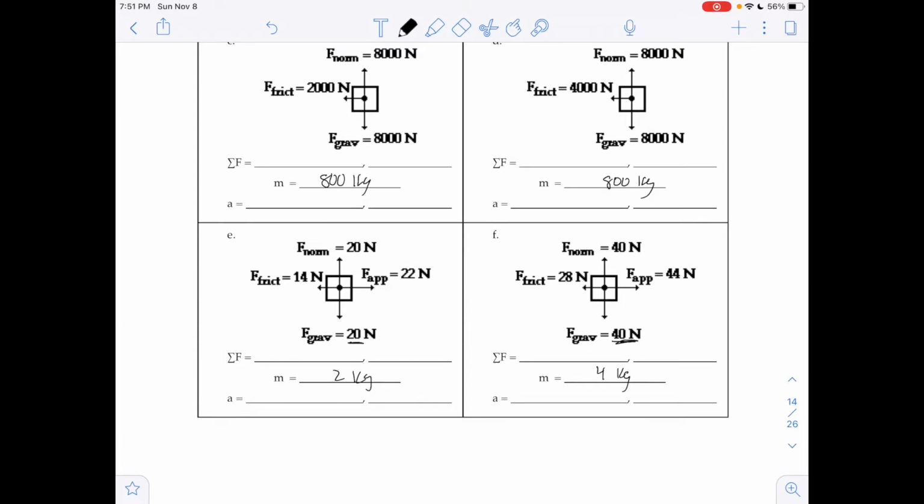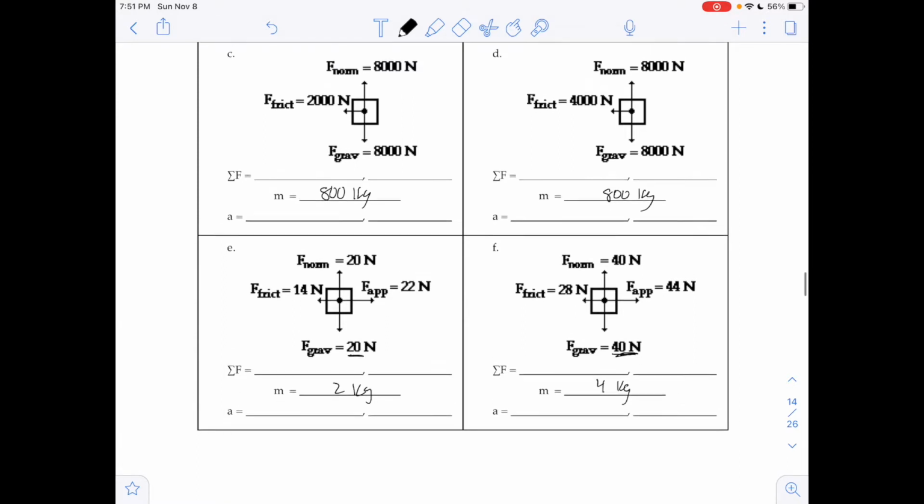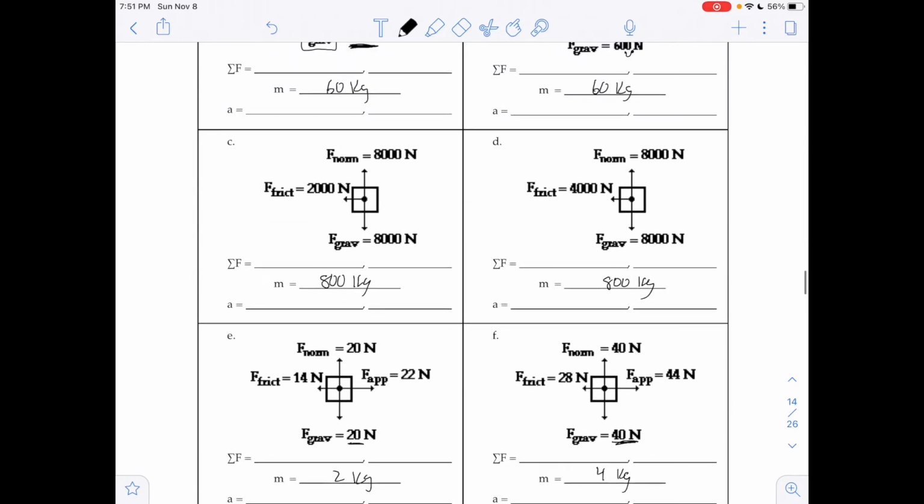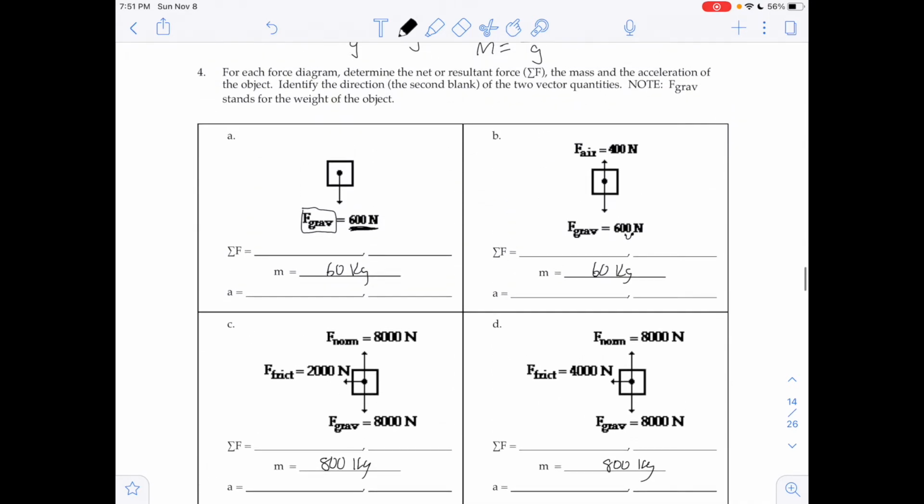Once you have the mass for each object, the next thing to get on this page is the net force. So here, A is an easy one, there's only one force, and so the net force is 600 newtons, and the direction would be down. Okay, this symbol right here just means sum or net. So it's saying add up all of the forces.